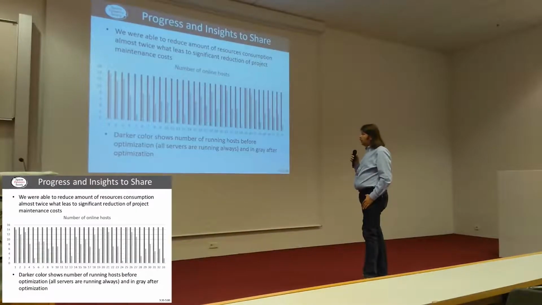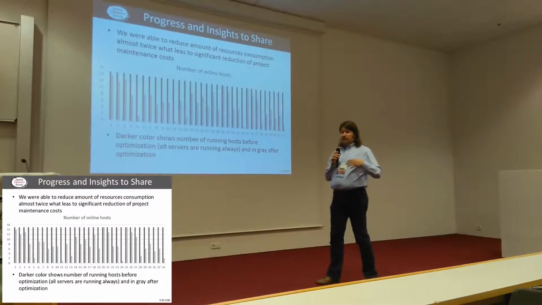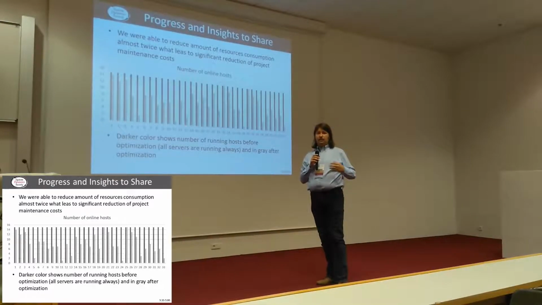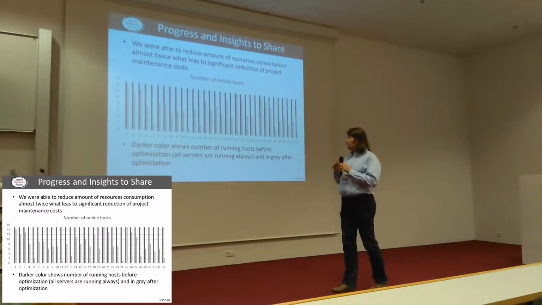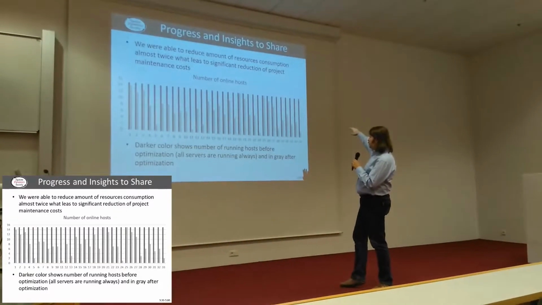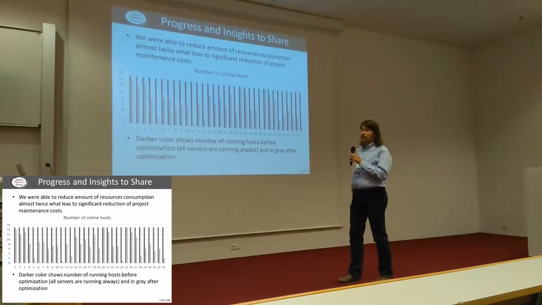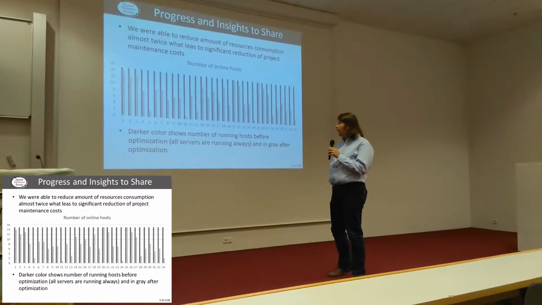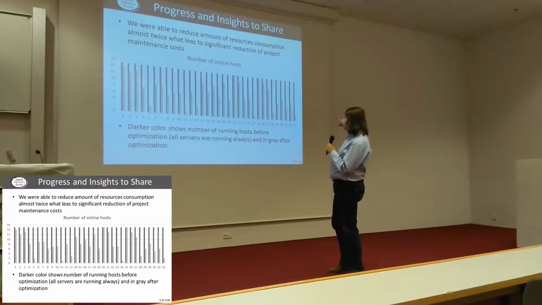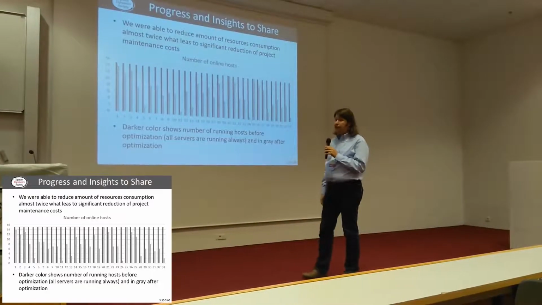So, the results. In the beginning, when we were running only the servers we had in our lab, they were always switched on and always running. The darker part of this chart is actually uptime, the number of servers which are running constantly, 24 hours a day. The next chart is the one we came to.